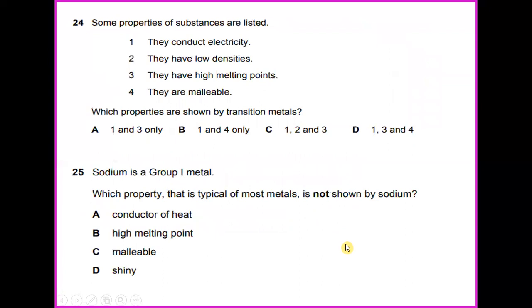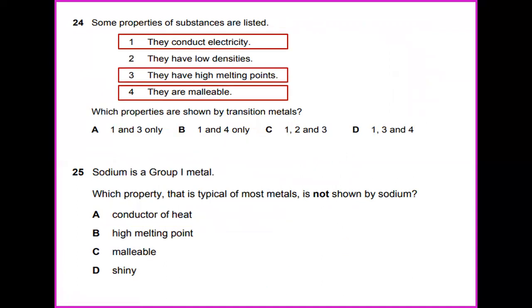Number 24. Some properties of substances are listed. Which properties are shown by transition metals? They conduct electricity? Yes. They have low densities? No. They have high melting points? Yes. And they are malleable. So they will be 1, 3, and 4.